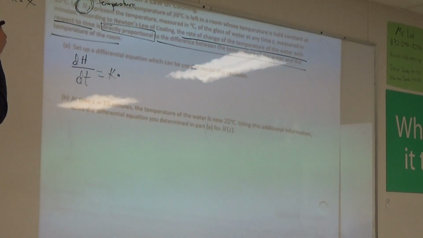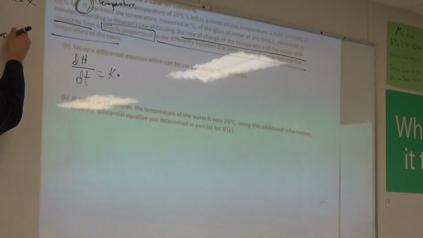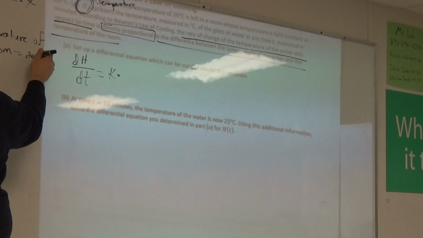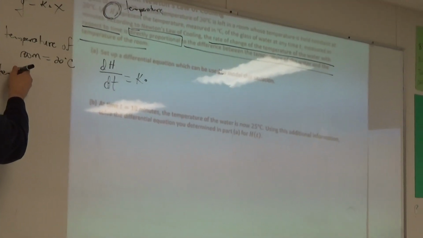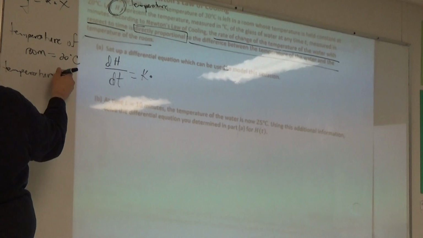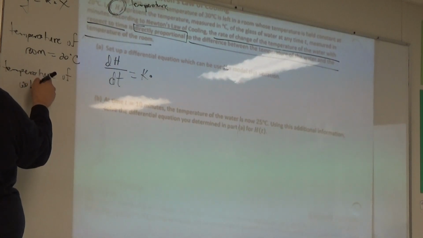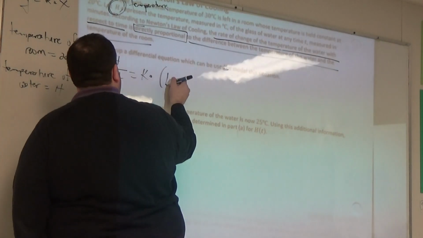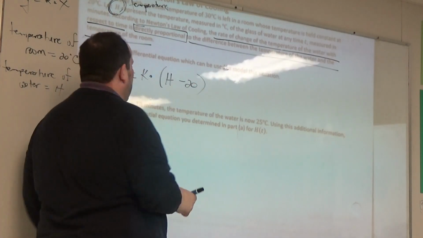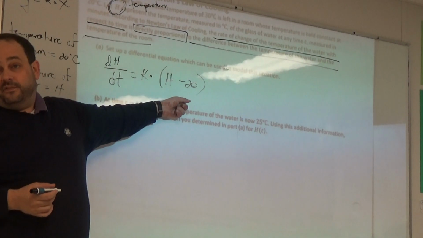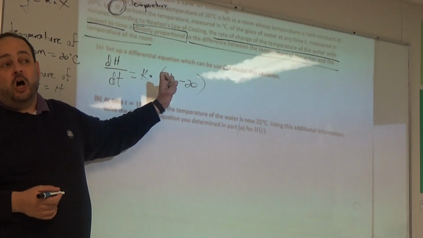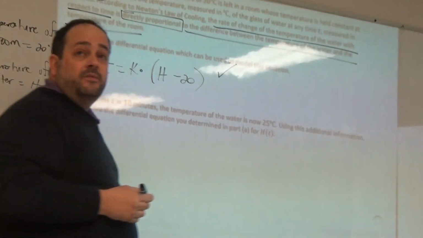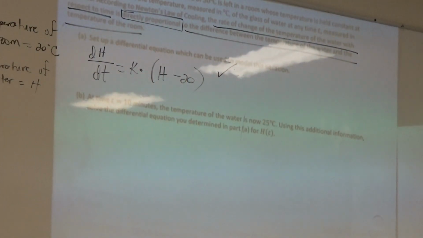Temperature of the room is 20. That is not a constant. Temperature of the water is H. Temperature of the water is 30. So dH/dt is K times all the stuff. So there's your differential equation. For those of you that are feeling good with this, finish it off.